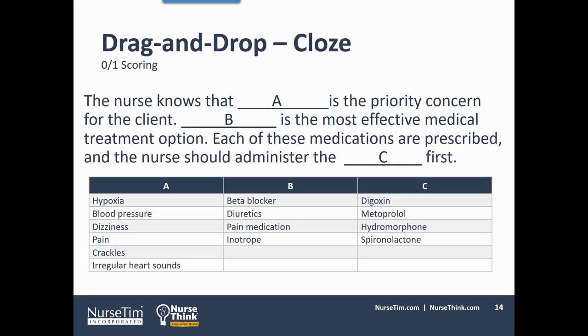Then they would answer the next question. Blank is the most effective medical treatment option. They would then select from those choices in column B, and they would drag those options into the correct location. And on they'd go with this question. Now it's a 0-1 scoring. That means for each correct choice they make, they will get 1 point. This particular example would be worth 3 points if they got all 3, A, B, and C, correct.